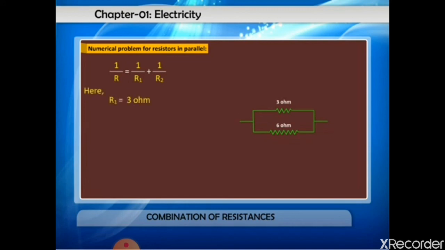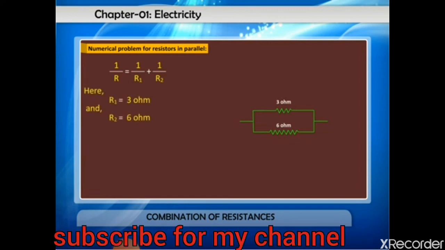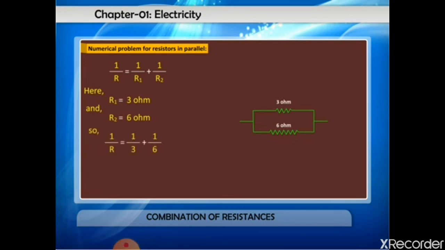Here R1 equals 3 ohm and R2 equals 6 ohm. So 1 by R equals 1 by 3 plus 1 by 6. This implies 1 by R equals (2 plus 1) divided by 6. So 1 by R equals 3 by 6. This implies 1 by R equals 1 by 2. So R equals 2 ohm. Thus the equivalent resistance is 2 ohm.